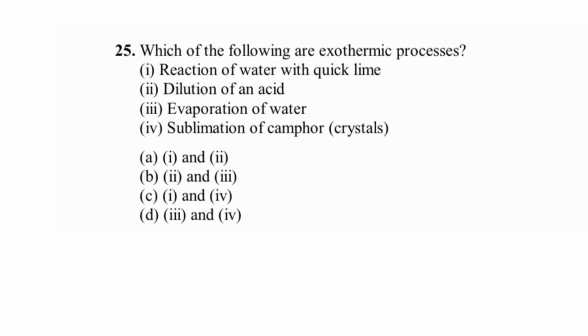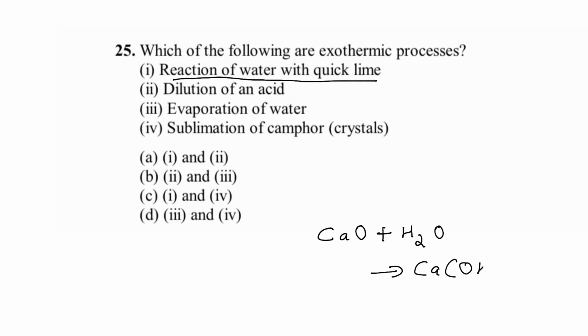Okay, next question. Which of the following is an exothermic process? First one you already know, reaction of water with quicklime. You already know it is an example for exothermic process and combination reaction. CaO plus H2O gives Ca(OH)2. Along with the product, heat energy is also released. So it is an example for exothermic reaction, right?